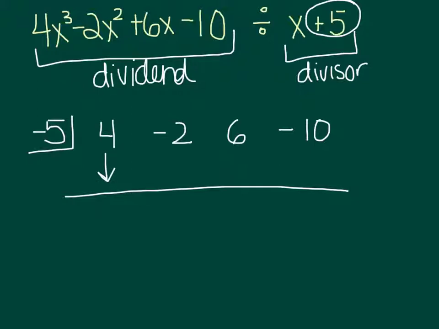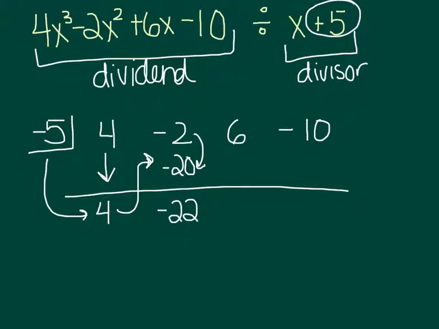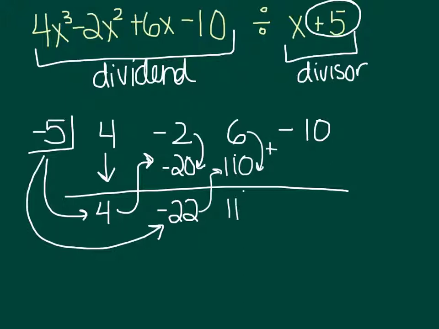And I start by bringing down the 4. It's always the first step. Bring down the first one. Then I multiply these and put the answer here. So negative 5 times 4 is a negative 20. And then I add, so negative 2, that would be a negative 22. Whoops, the numbers are getting a little big, but that's okay. Now I do negative 5 times negative 22, which is a positive 110. Then add these two, plus those, so that's 116.